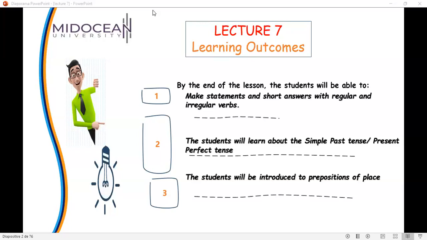Lecture 7, Learning Outcomes. As you see now, by the end of the lesson, the students will be able to: 1, make statements and short answers with regular and irregular verbs. 2, you will learn about simple past tense and present perfect tense. Then the students will be introduced to prepositions of place. So are you ready? Let's get started.